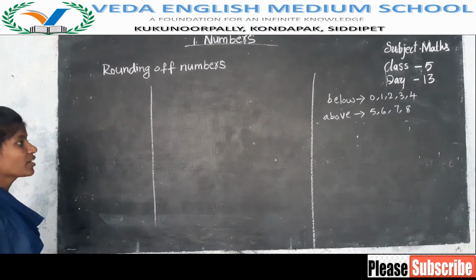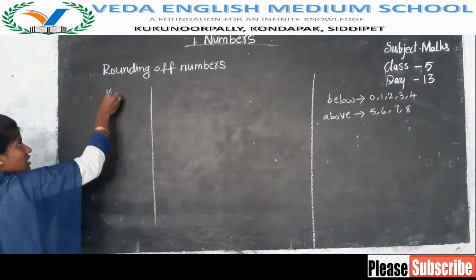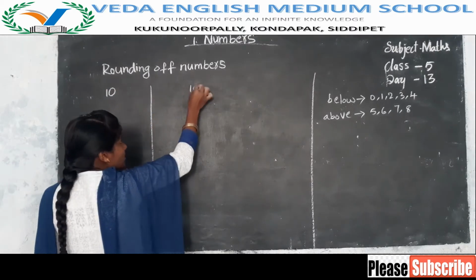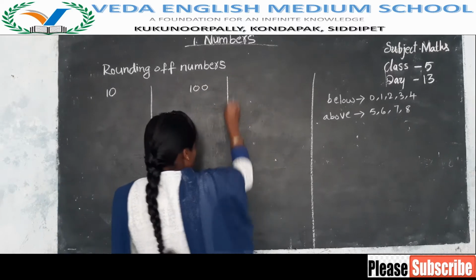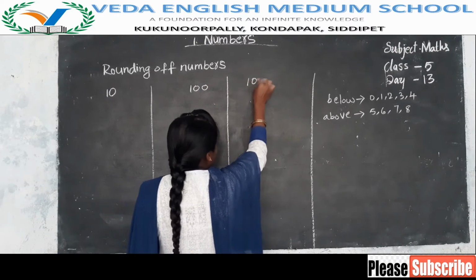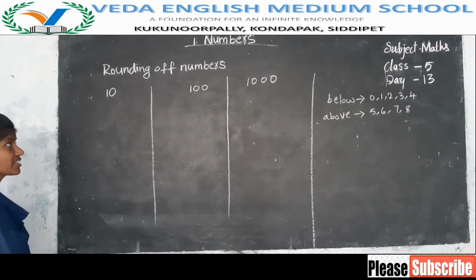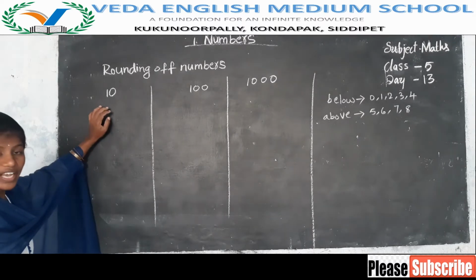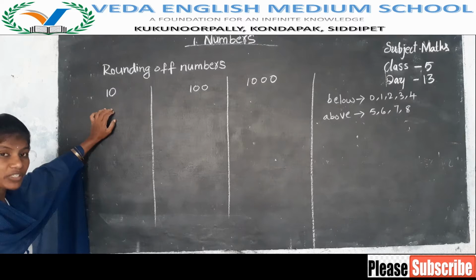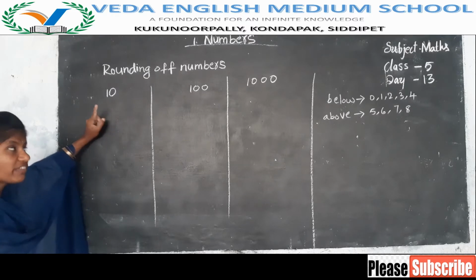Now, rounding of numbers to the nearest tens, rounding of numbers to the nearest hundreds, rounding of numbers to the nearest thousands we have to learn. Already we have completed rounding of numbers to the nearest tens. If they ask to round the following numbers to the nearest tens, which place value do we have to check? We have to check the ones place number.